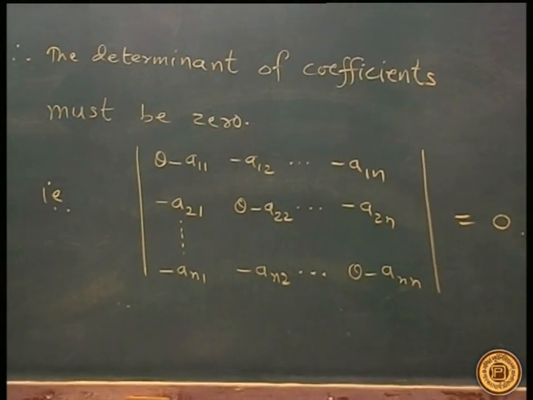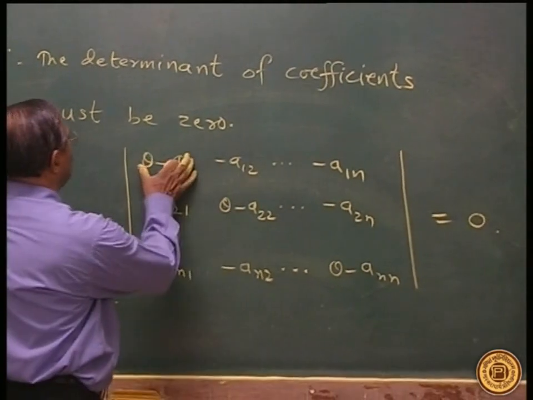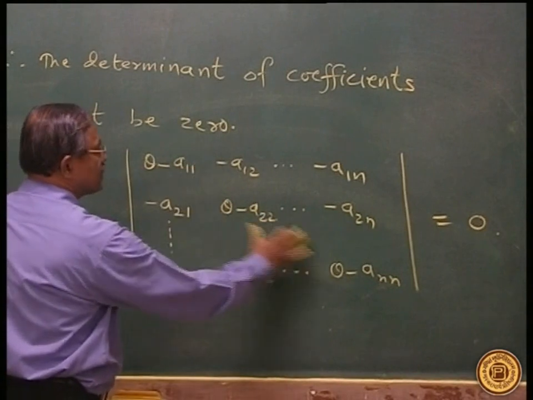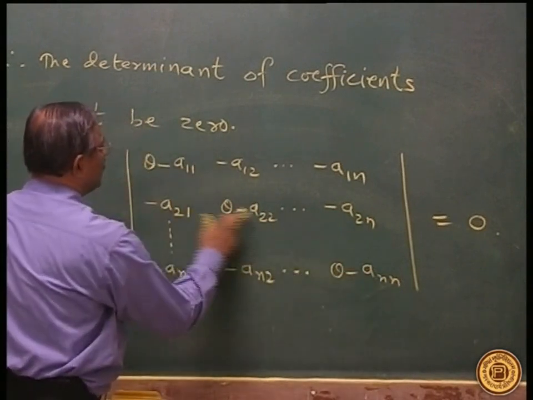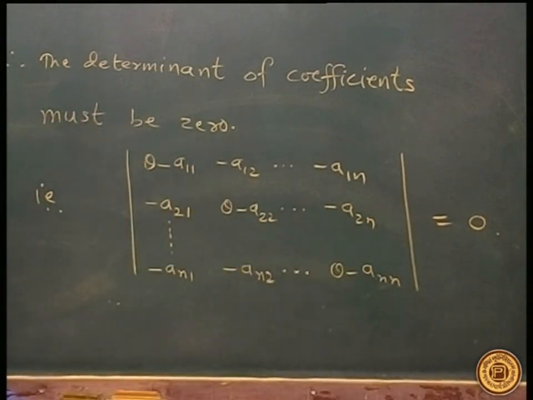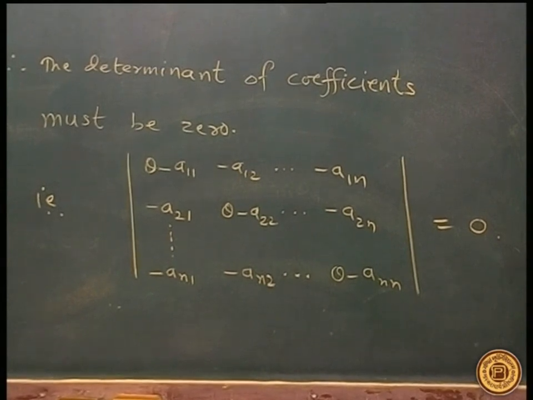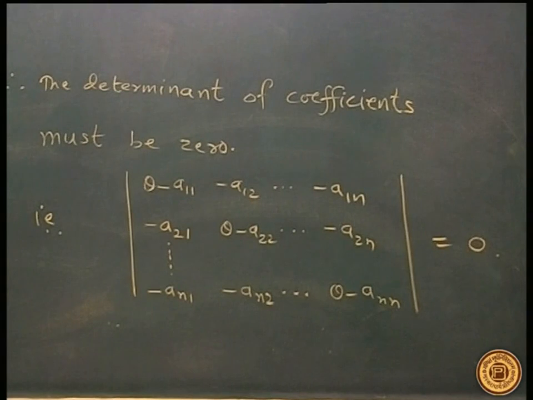Now, if you expand this, we get product of these gives rise to theta raised to n, and then there are other terms in theta. So, theta raised to n minus 1, theta raised to n minus 2 and so on, theta and constant. So, this is a polynomial in theta of degree n, it is a monic polynomial and its coefficients are over rationals.